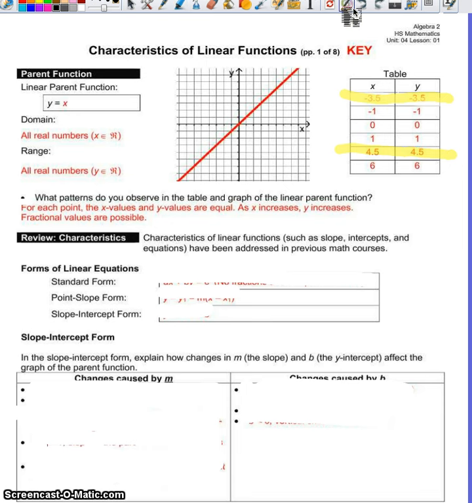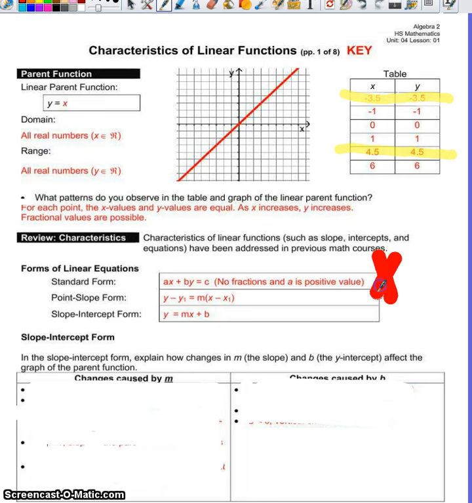Now we're going to review the characteristics. There are three different forms you're going to get used to seeing these linear functions in. That's going to be standard, point slope, and slope intercept. I want you to familiarize yourself with all three of these. Make sure you know all of these. And make sure that you understand that for the standard form, you cannot have a fraction and your a cannot be negative. It has to be a positive value. And we're going to go over these a lot more in class.